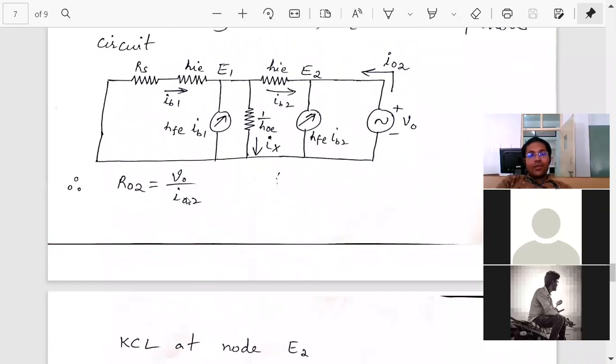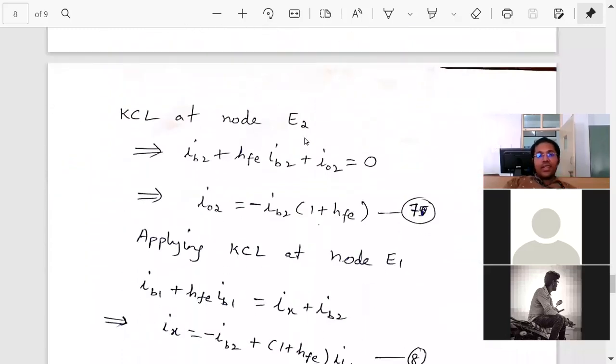Now my focus is I02. Let me apply KCL. What is the KCL here? Please answer fast. Sum of currents entering is equal to sum of currents leaving. All currents entering, no currents leaving. So IB2 plus HFE IB2 plus I02 is equal to zero. Yes, correct. So this is the equation: IB2 plus HFE IB2 plus I02 is equal to 0.